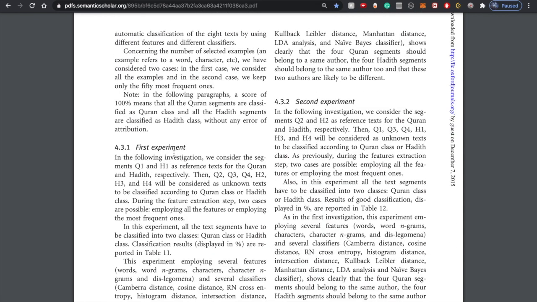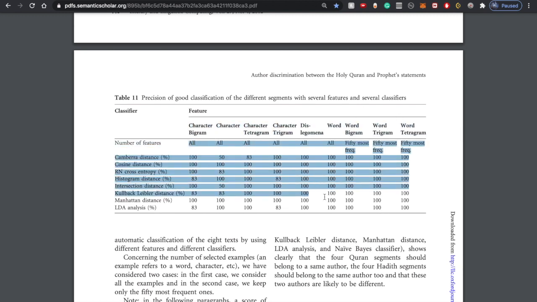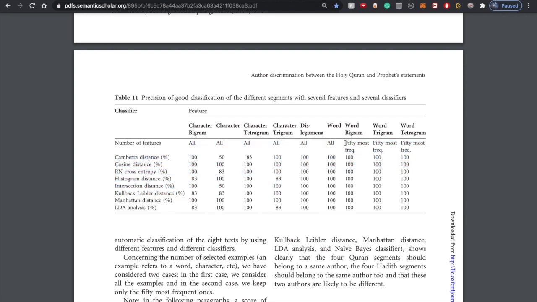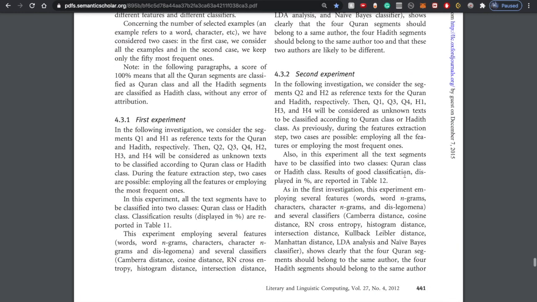So let's just read this. By the way, here they were looking at two different sets, right? In the first set, they're looking at all the different features, and in the second set, they're looking at the same stuff, but with just the 50 most frequently used features in that segment.